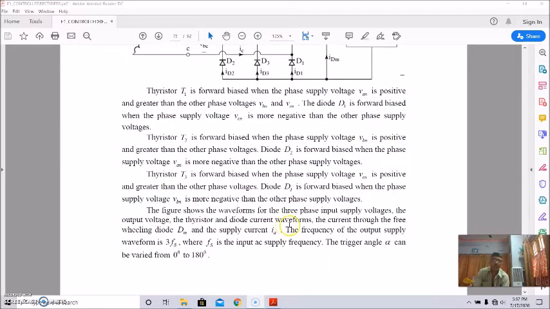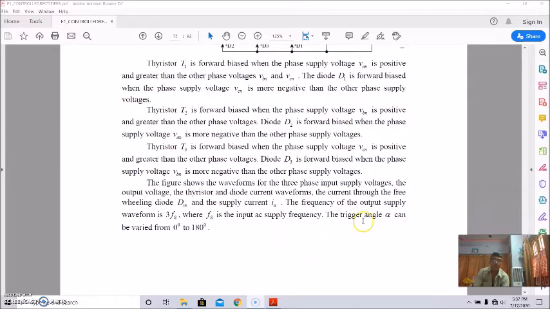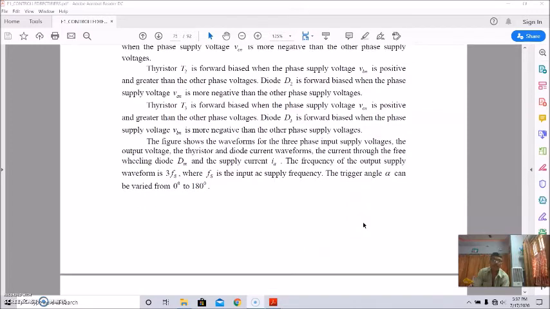Now the waveforms show the three-phase input supply voltage, the output voltage, the thyristor and diode current waveforms, the current through the freewheeling diode DM, and the supply current IA.